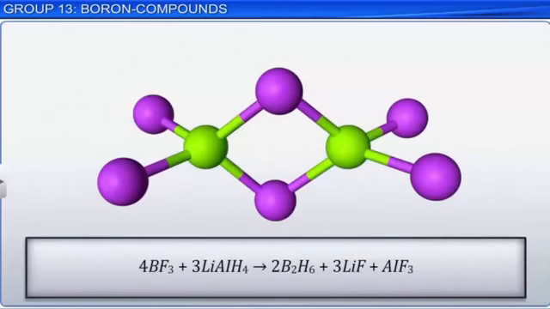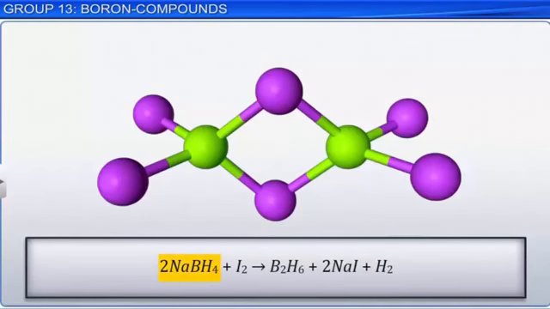There are several ways to prepare diborane. One route involves reacting boron trifluoride with lithium aluminium hydride in presence of diethyl ether, as shown by this chemical equation. In the laboratory, oxidization of sodium borohydride with iodine produces diborane. Sodium iodide and hydrogen gas are the byproducts of this reaction.